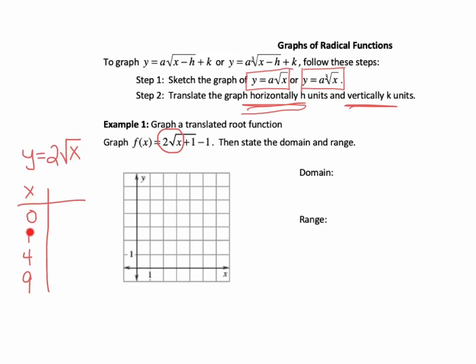So for instance, the square root of 0 is 0 times 2. 0 times 2, that's just 0. The square root of 1 is 1. 1 times 2 is 2. The square root of 4, that's 2. 2 times 2 is 4. And then the square root of 9 is 3. And 3 times 2 is 6. So I plot these. This is my parent function.